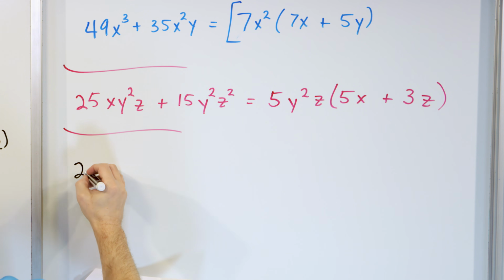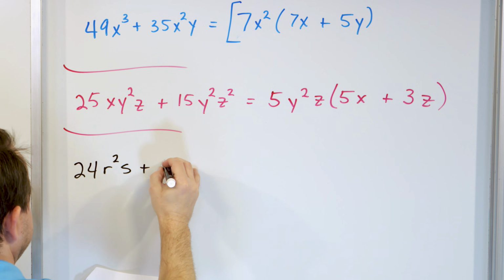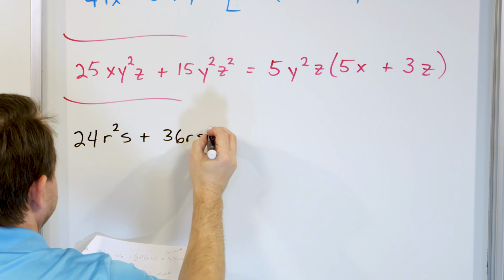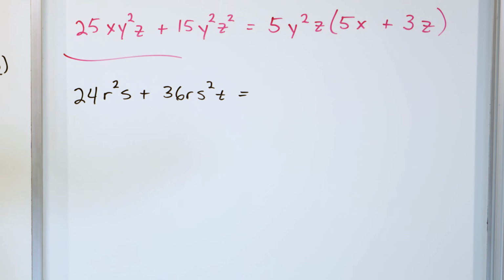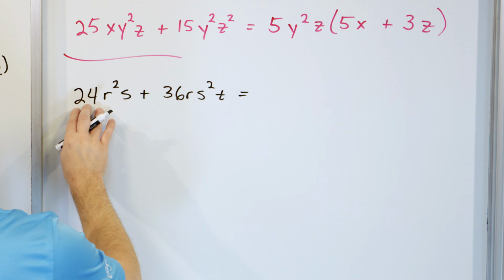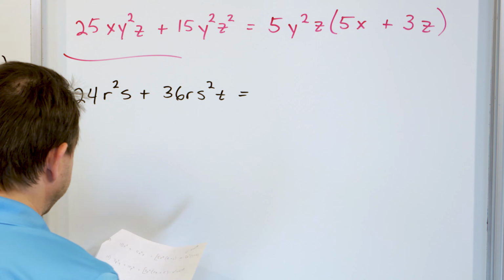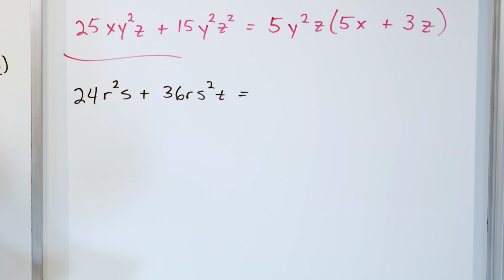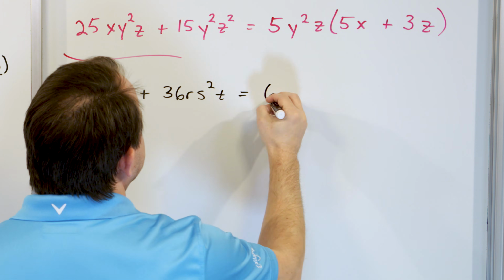Last question. 24 r squared s plus 36 rs squared times t. I want to factor this. I want to look at commonality. I look at this and say, what can I divide into both? And the first thing I think of is 6, right? That's what I think of first, is 6. 6 times 4 is 24. 6 times 6 is 36. So I'm going to pull that out, 6.